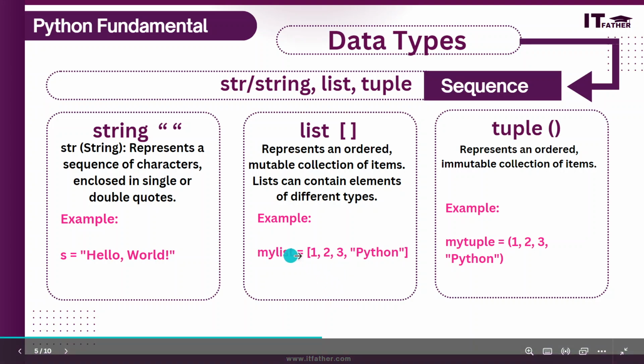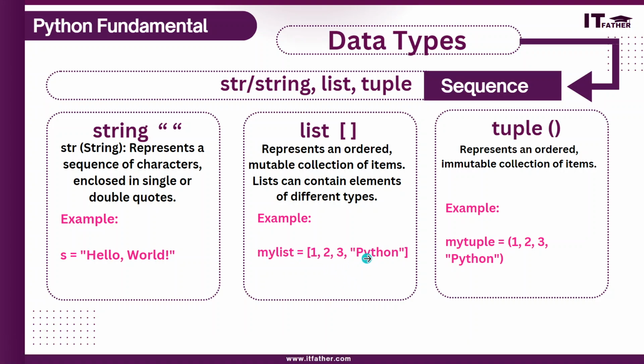Like in the example, my list equal to, under square brackets, 1, 2, 3, Python. Now 1, 2, 3 are numeric values, integers, and the rest is a string, right? So we can store multiple different types of values.